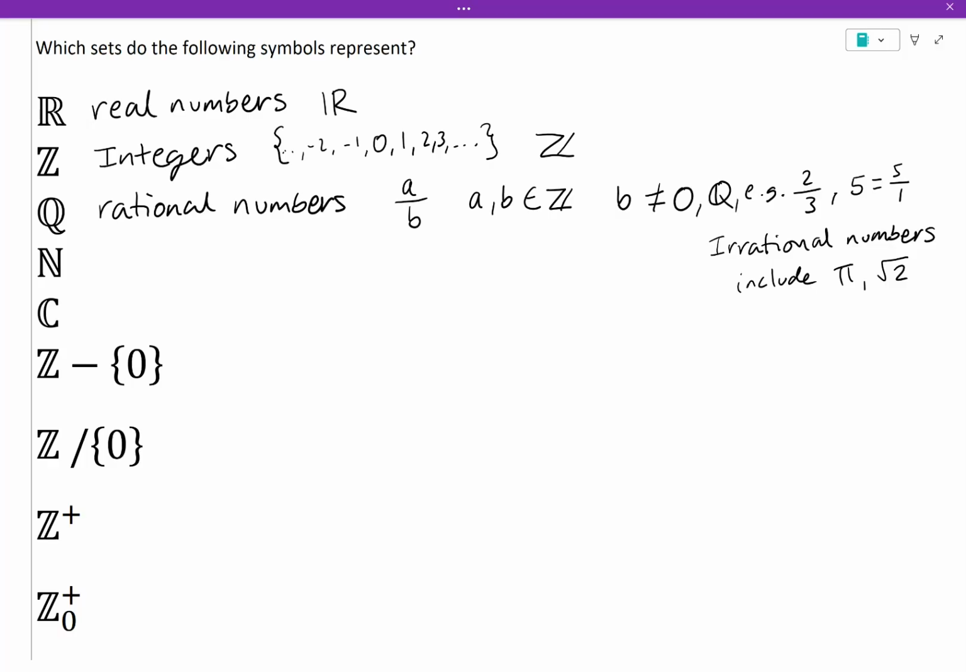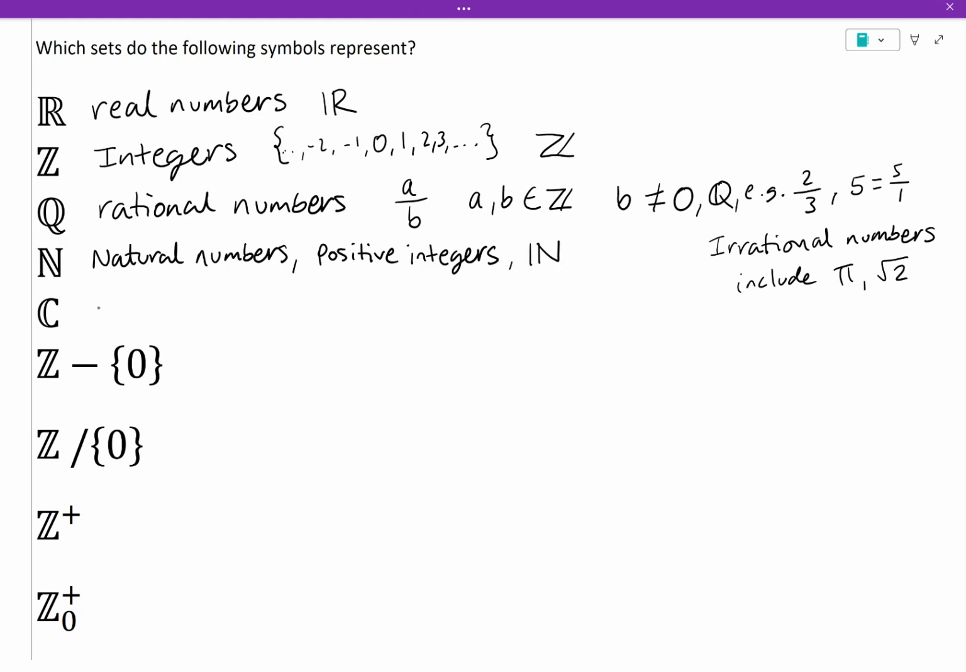Now, N is the natural numbers. The natural numbers are mainly defined as the positive integers. Some people do include 0, but we won't be. So the natural numbers N are the positive integers, and the symbol we would write out is this.